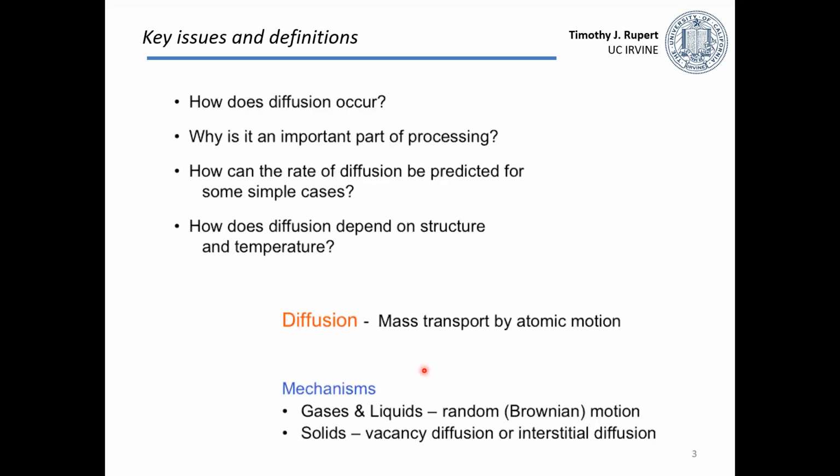So some of the key things we're going to talk about is we're going to try to understand the mechanisms through which diffusion occurs, how it pops up occasionally in processing, how we can go and predict the rate of diffusion for some simple cases, and then also how diffusion depends on the structure of our material, temperature, and a few other things, okay? Now, we're gonna talk about a few different mechanisms. When you're talking about gases and liquids, you tend to have diffusion by random Brownian motion. We're gonna be more focused on solids in this class. So we're gonna talk a lot more about diffusion through these two mechanisms of vacancy and interstitial diffusion.